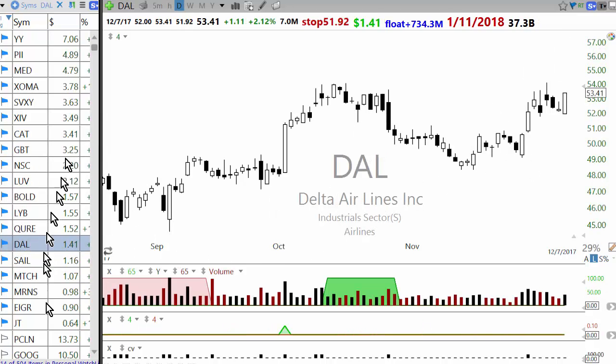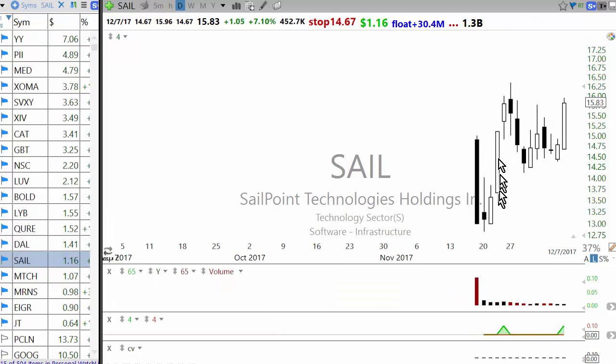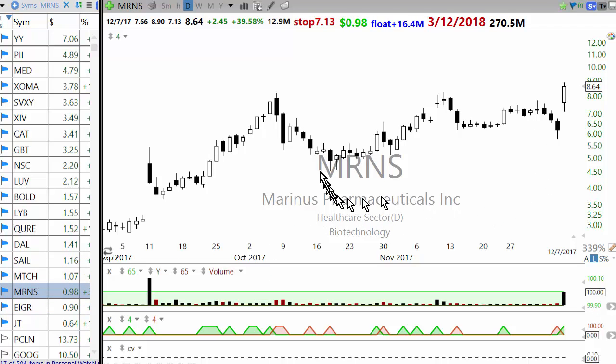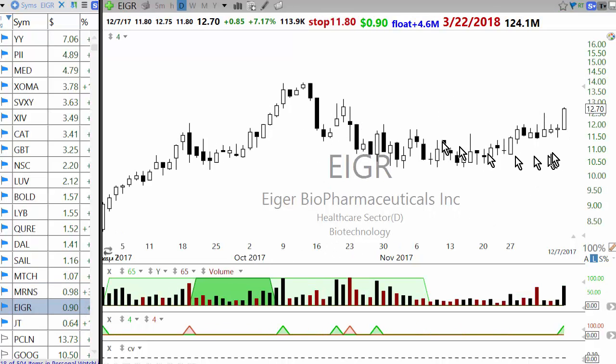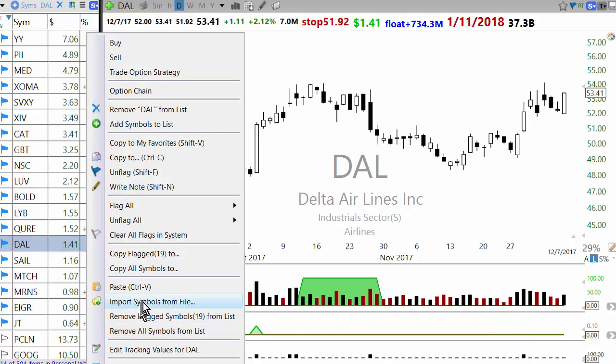DAL, which is similar to that. Sale, which is an IPO kind of a stock, so that's a good breakout for an IPO. Match, then you have MRNS, EIGR, which is again something which I highlighted during the day itself, and JT, which is another IPO. So you will get more than enough candidates on most days, more than what you can really do justice to.